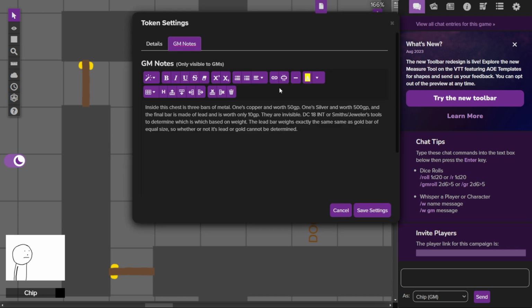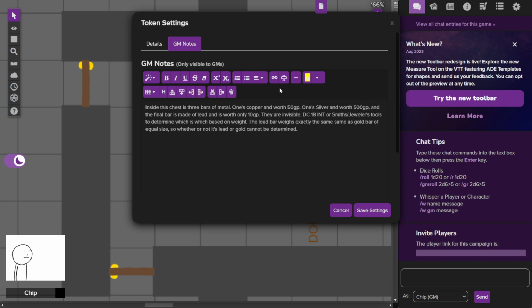Basically, there are three bars of metal inside that are all invisible, much like the chest is. There is a copper bar worth 50 gold pieces, a silver bar worth 500 gold pieces, and a lead bar, which is only worth 10 gold pieces because, you know, lead's not very expensive. But using basic logic and the size of them, because they're all the same size, one would assume that it is a bar of gold worth 5,000 gold pieces. So the party's going to be stoked.